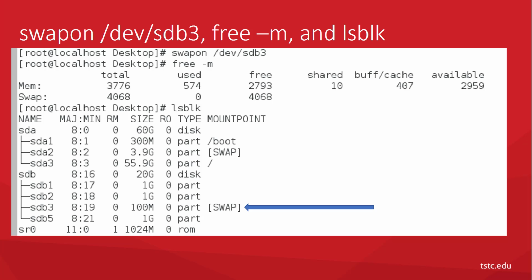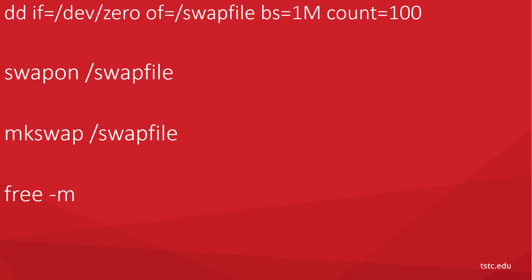created and added. There is also a way to create a swap file without creating a new partition. To do this, you will use the command dd if=/dev/zero of=/swapfile bs=1M count=100. This will create a 100 megabyte swap file located at /swapfile. You can change the location and size.